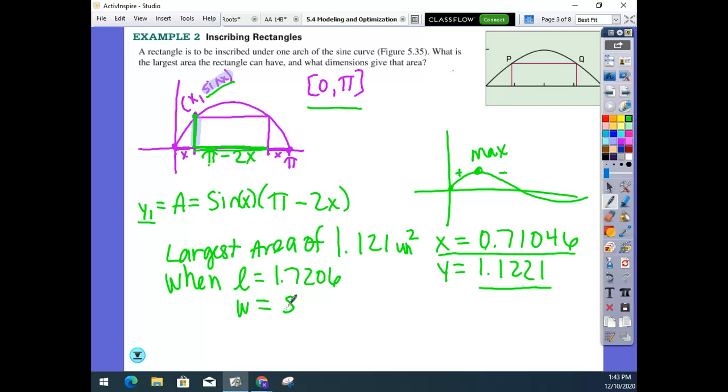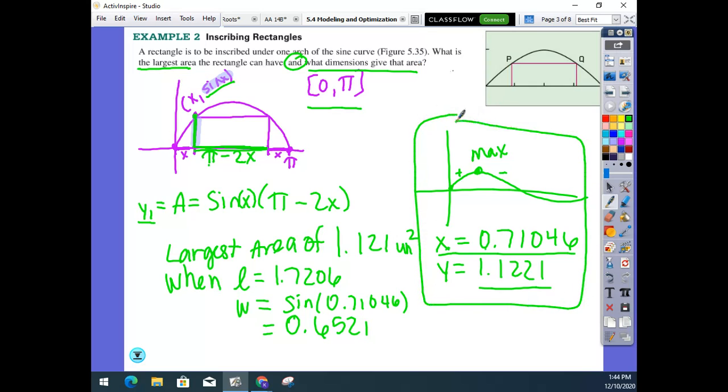And when the width is sine of this value, so plug that in, and that should give us 0.6521. So you have to make sure we want the largest area and the dimensions that it gets. Sometimes your graphing calculator questions are worse because they're going to make you do a whole bunch of stuff on the calculator. So we can look at the graph and use the graph to be our justification, but you have to spell it all out.